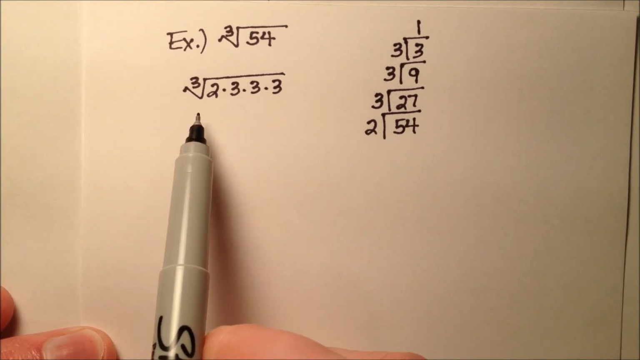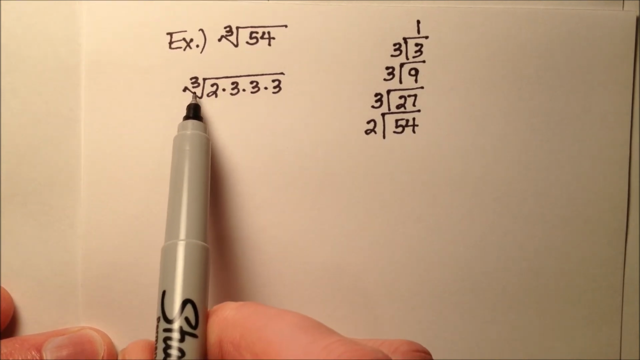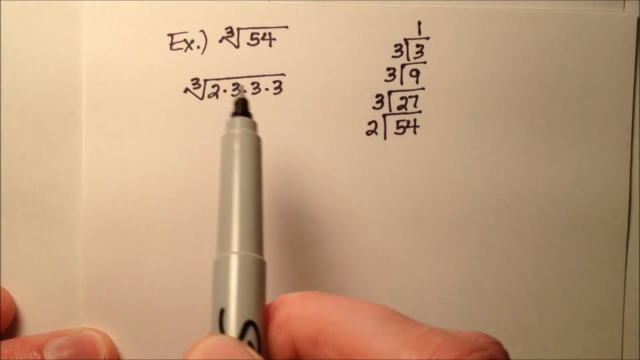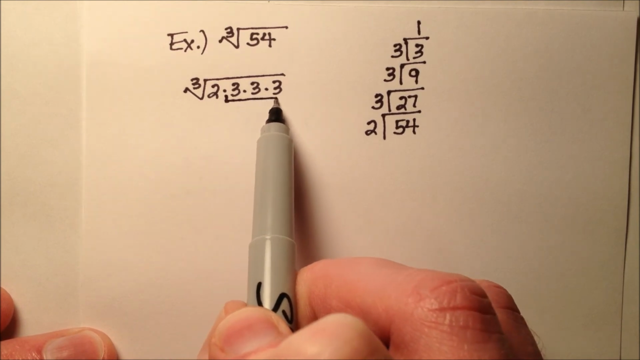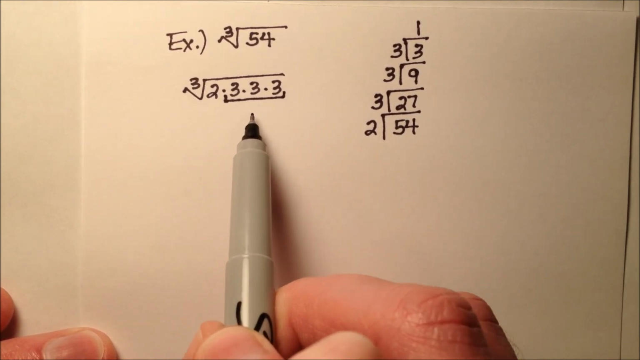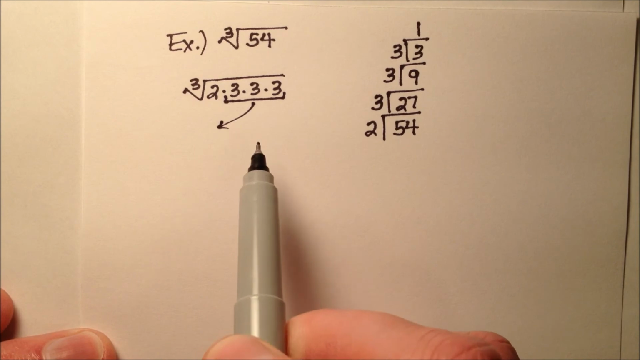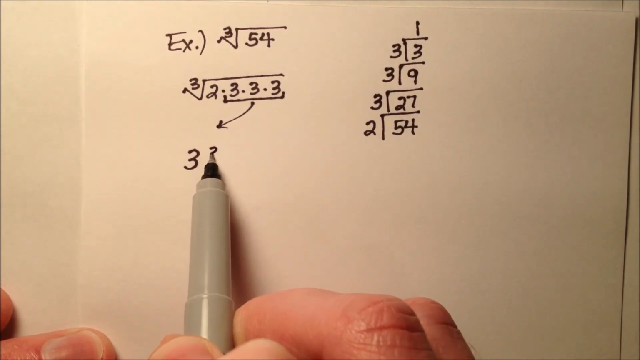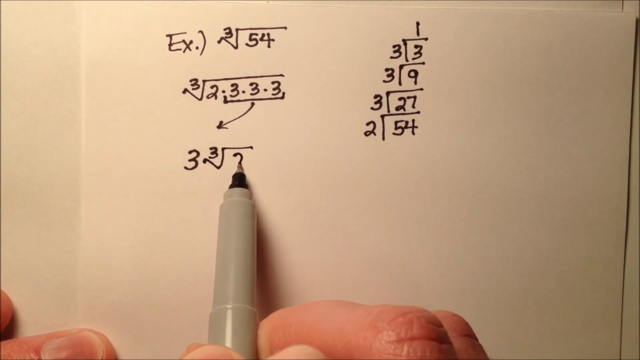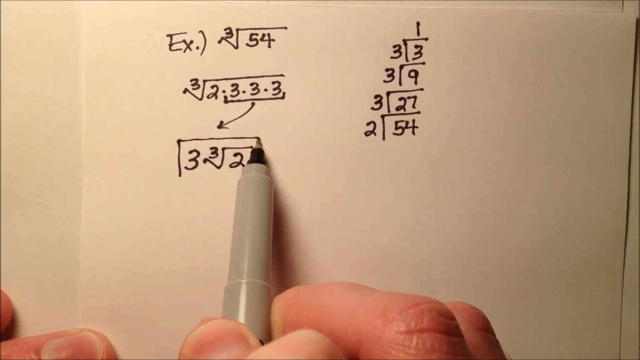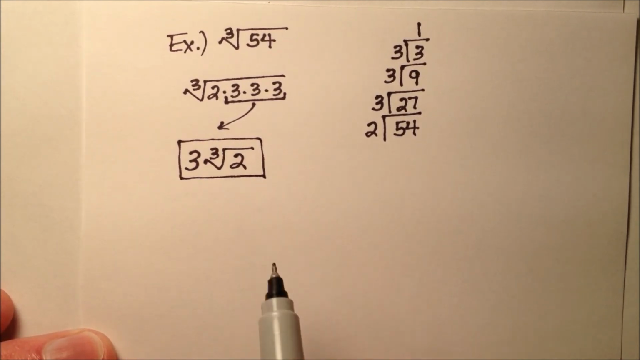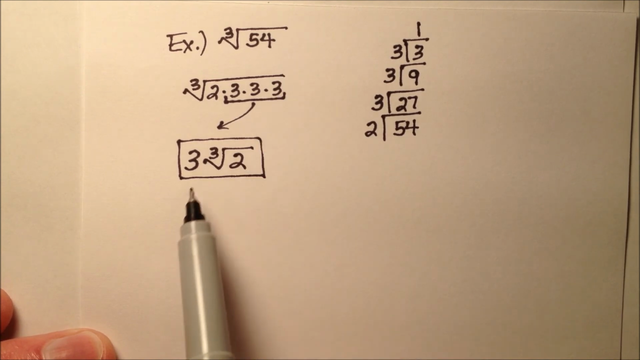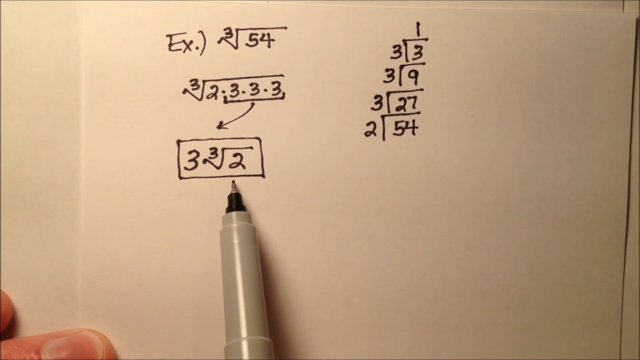In this case, we're no longer taking pairs of numbers out, but we're actually taking triplets out because of our index of 3, the cubed root. So now I find 3 of a kind, and this group of 3's makes it out, but on the outside, only one of them makes it. So what I have left over is the cubed root of 2. So the answer for the cubed root of 54 is 3 times the cubed root of 2.